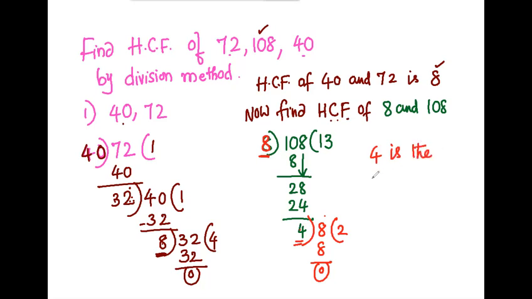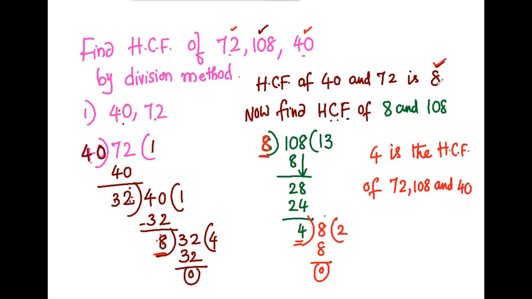the HCF of 40, 72 and 108. In this way, we have to find the HCF of given numbers by the division method. Once again, see here, select any two numbers. First find the HCF of two numbers. I have selected 40 and 72. So 8 is the HCF of 40 and 72. 8 fives are 40, 8 nines are 72.